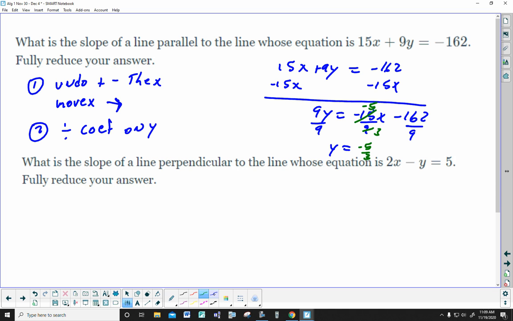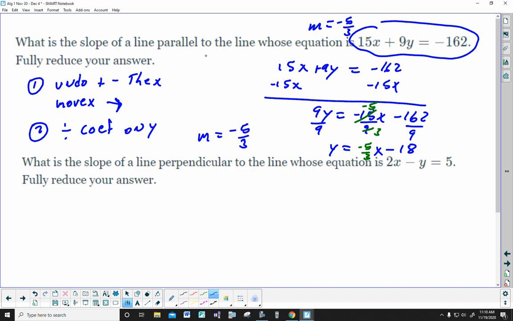Negative 162 divided by 9 gives me negative 18. So minus 18. Now, the current slope is negative 5/3. That's the slope of this line. And it says, give me the slope of the line that's parallel to it. Well, parallel lines have the same slope. So negative 5/3 is your answer.